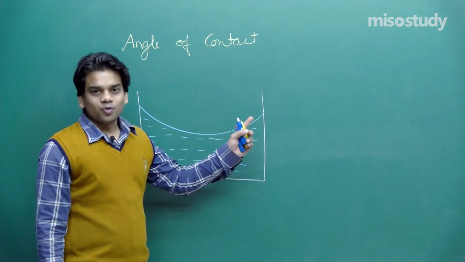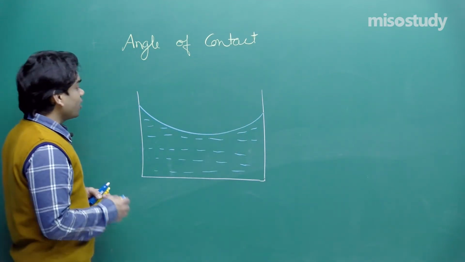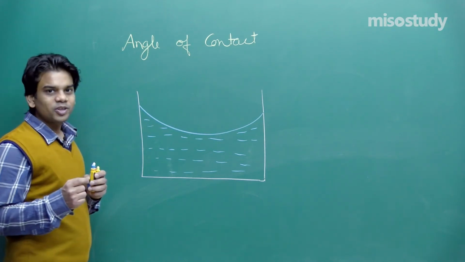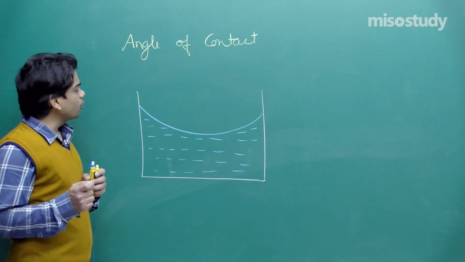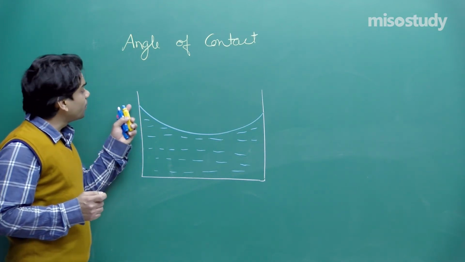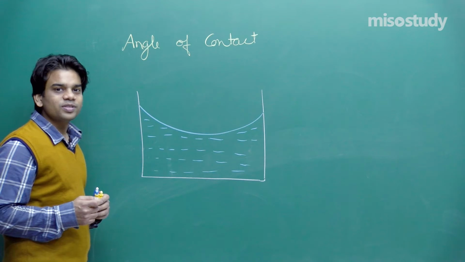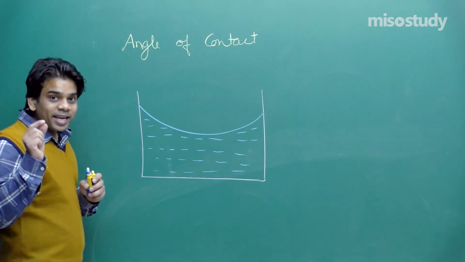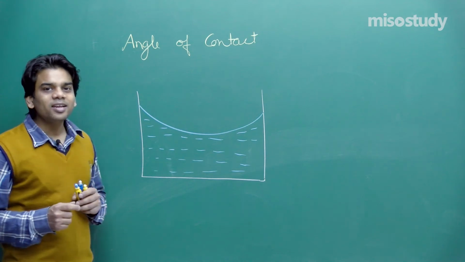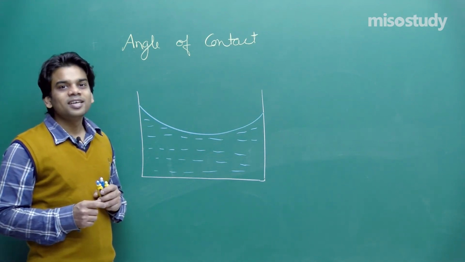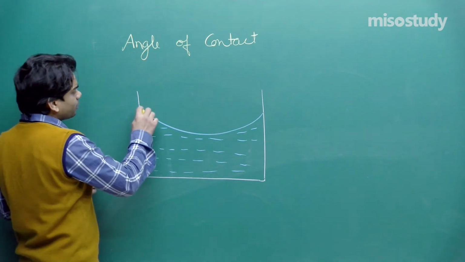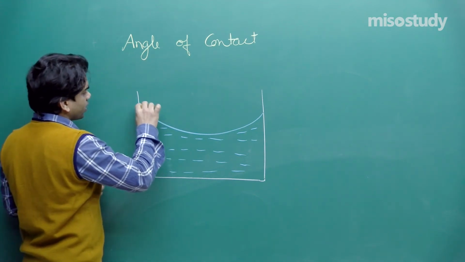Water is formed in this way, it's a concave shape. Now, if I draw a tangent showing how the liquid surface makes contact with the glass surface, then the tangent will make an angle with the glass, and that angle will be termed the angle of contact. So let me draw a tangent here, in this fashion.